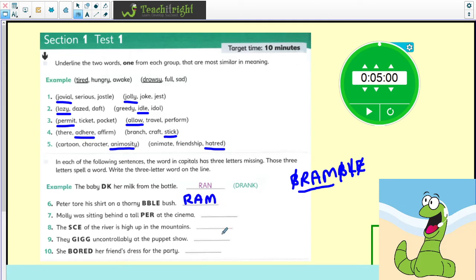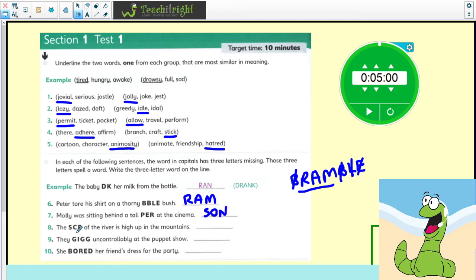Question 7, Molly was sitting behind a tall something at the cinema. So the word we're looking here for is person. Now this might be one that you don't need to write out the whole word, because we know that the three-letter word that comes at the end is sun.